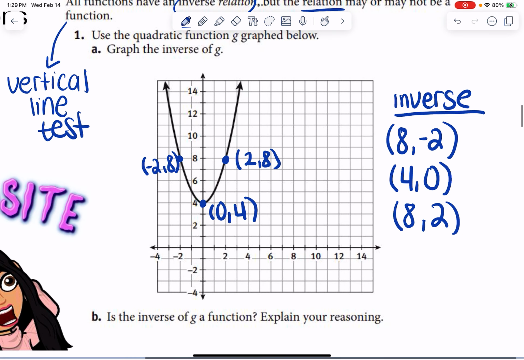Okay, so then we're just going to graph those points on our graph. Starting off with (8, -2), it'd be down here. (4, 0) would be here, and then (8, 2) would be here. So it would be this lying on its side. Okay, so that's the graph. We're going to call that g inverse because that's what the inverse is.